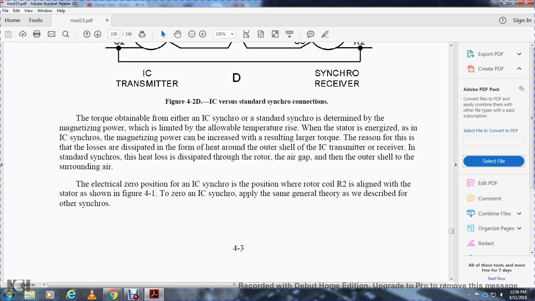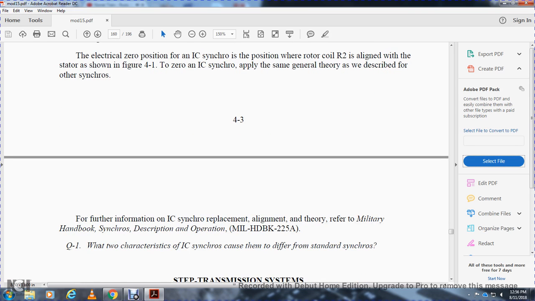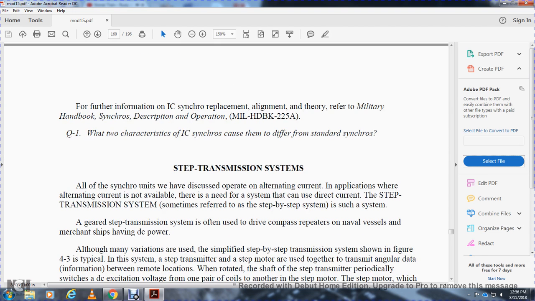The electrical zero position of the interior communication synchro is the position where rotor coil 2 is aligned with the stator, as shown in figure 4.1. The zero of the interior communication synchro applies the same general theory described for other synchros. For further information on interior communication synchro replacement and alignment theory, refer to the military handbook, Synchro Description, military handbook 225A, step transmission system.